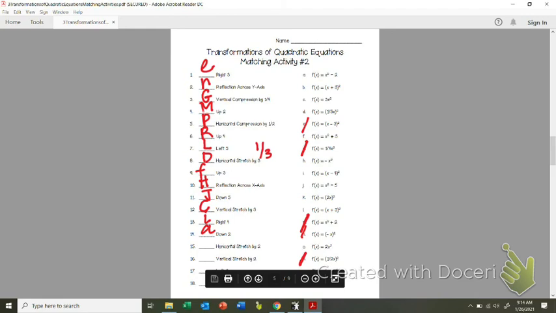Sheridan, what'd you get? What number? 15. K. Oh, yeah. Yes. K. Everybody get K? All right, number 16, a vertical stretch by 2. Dylan. Everybody get O?